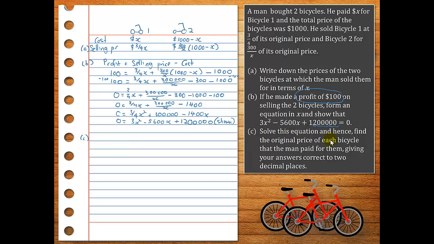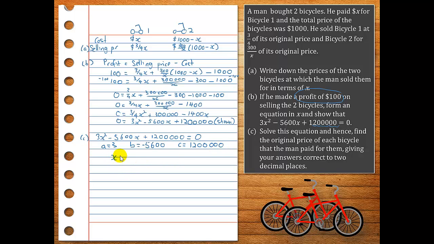Next, we are asked to solve this equation and hence find the original price of each bicycle that the man paid for them. And we will give the answers correct to 2 decimal places. Using the quadratic formula, what is the value of a? Yes, a will be equal to 3, the coefficient of x squared. And what is the value of b? B will be equal to, remember the negative sign, negative 5,600. And c will be equal to 1.2 million.